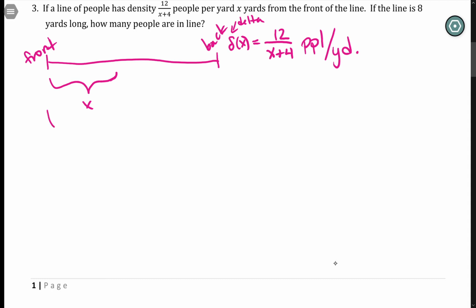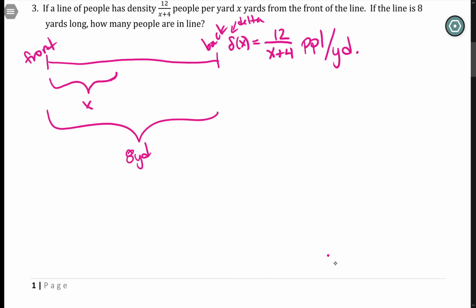We want, same idea as before, we want to say if the entire line is 8 yards long, how many people are in the line? And granted, people are a very discrete thing. This is not like a continuous, we have people like all blurred together. But still, it's a good example to get us going. So our tricky issue here is that the density is not uniform. So what does Calc 2 tell us to do? It tells us to make a little slice, and on that little slice, we're going to assume that the density is uniform. The idea being that's not exactly true, but if we make our slice infinitely skinny, it will become true.